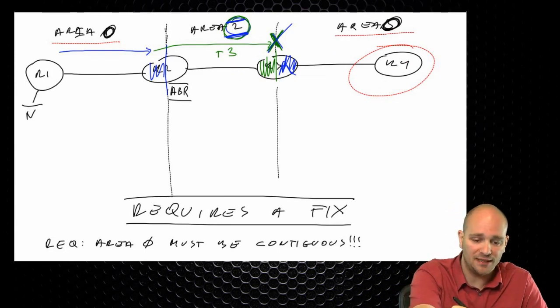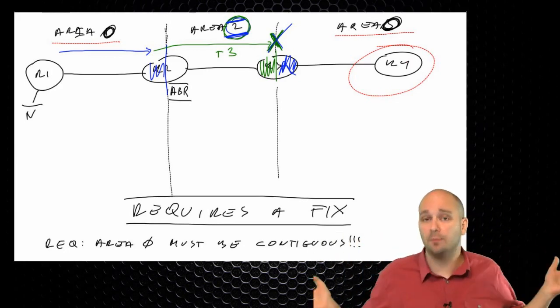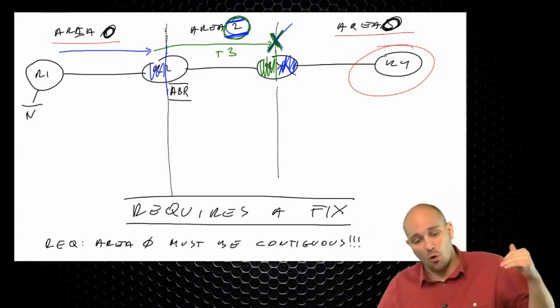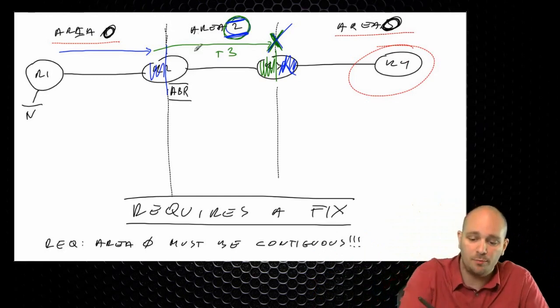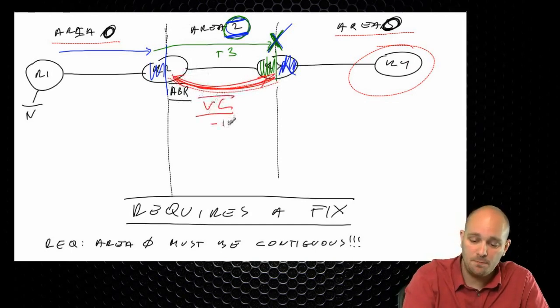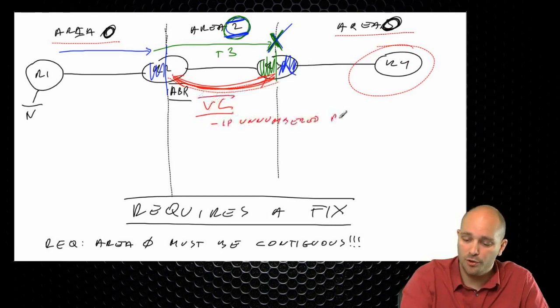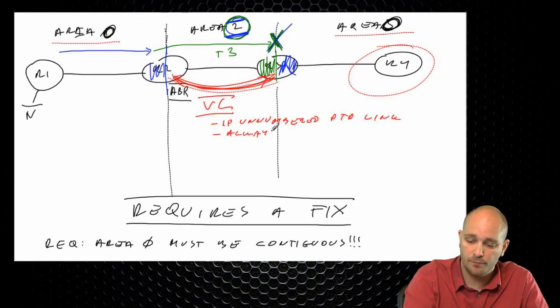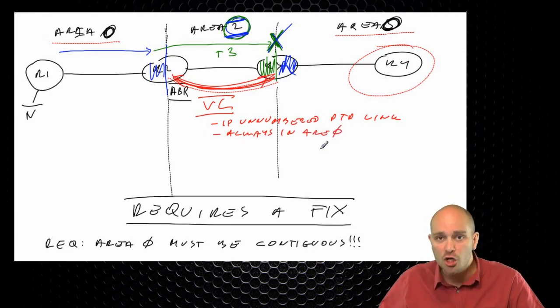Well, there are multiple fixes. Somehow we need to extend area 0 across area 2. One of the possible solutions is to use something called a virtual link. So what we might need to do here is the virtual link. Now, a virtual link is an IP unnumbered point-to-point link, which is always in area 0. So you cannot have a virtual link that is in a non-zero area.